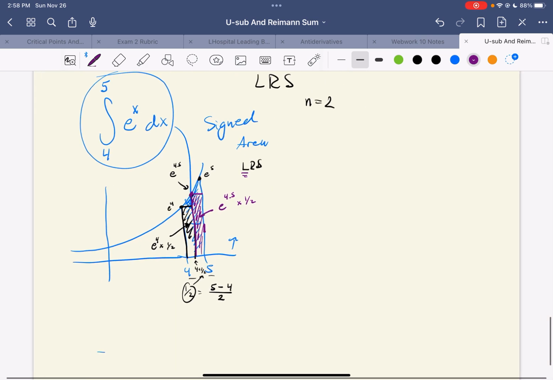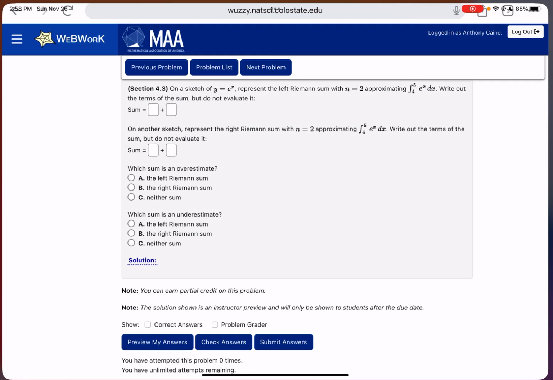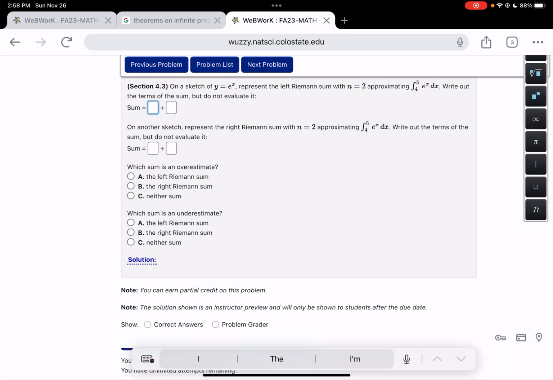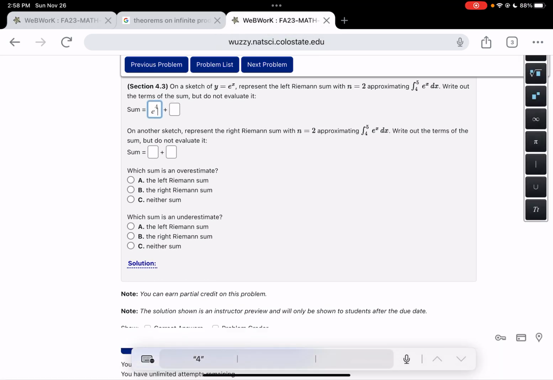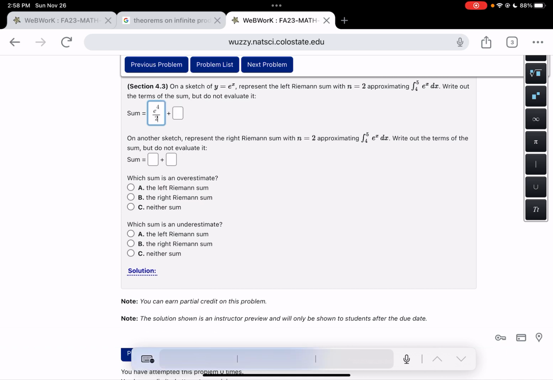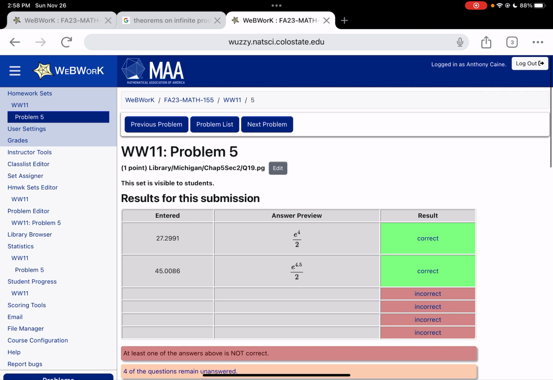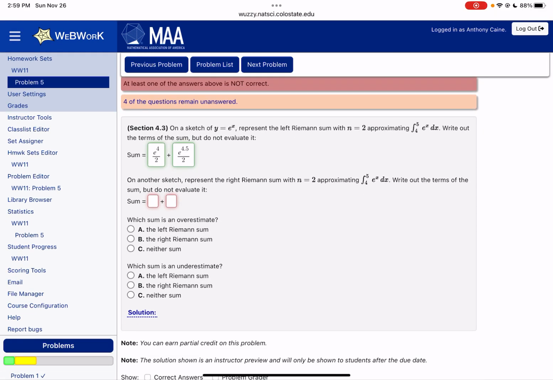So my total area is what I get when I add those together. Let's hop over here. My sum is e to the 4 times 1/2, which I'll just do divided by 2, and then e to the 4.5, and again, I'll just say divided by 2. Yep, there we go. On another sketch, write out the terms for the sums you don't evaluate.